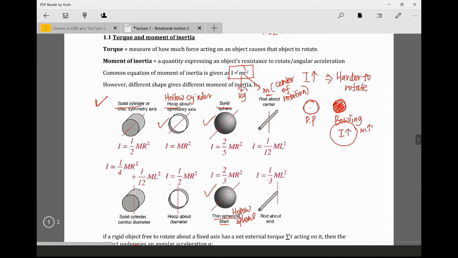What I want you to bear in mind is that moment of inertia is similar to inertia, but it's only applicable to the spinning effect. The common equation for moment of inertia is I equals m r squared. That is the common equation when no shape is mentioned. But if the shape is mentioned in the question, you can refer to the chart here.